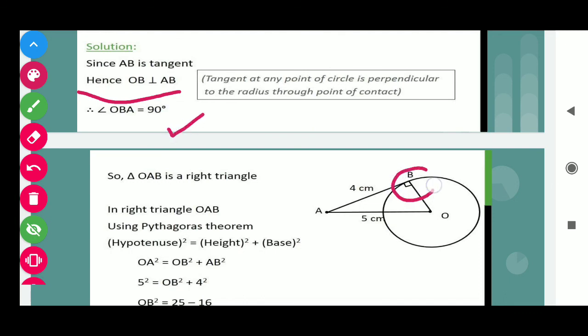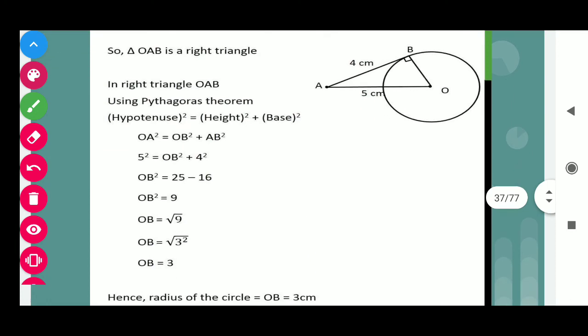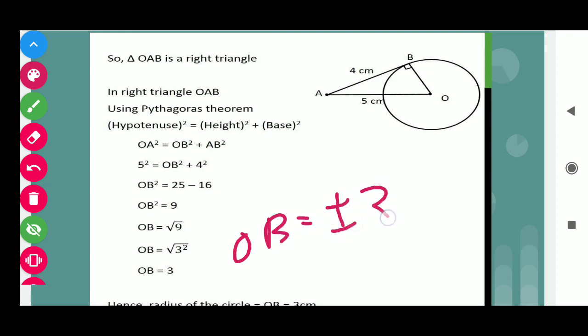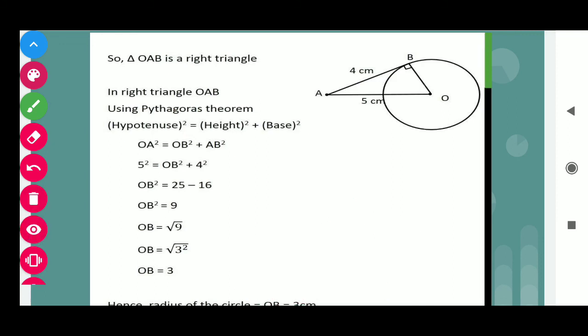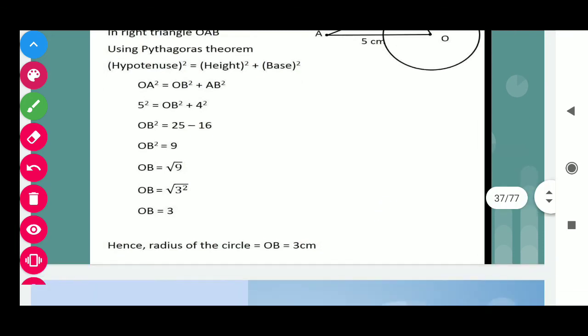You can see here this angle is 90 degrees. So by Pythagoras theorem, hypotenuse square is equal to perpendicular square plus base square. Put these values, we get OB is equal to 3. Students, radius must be positive, so we will take OB equal to plus minus 3, but we will take OB equal to only 3 centimeters, because radius can never be negative. So hence the radius of the circle OB is 3 centimeters.